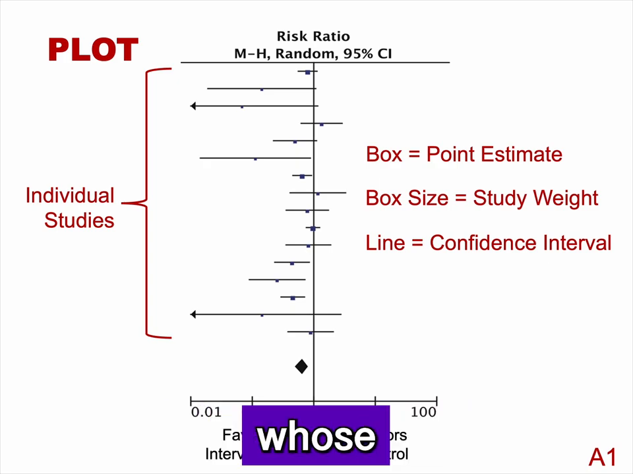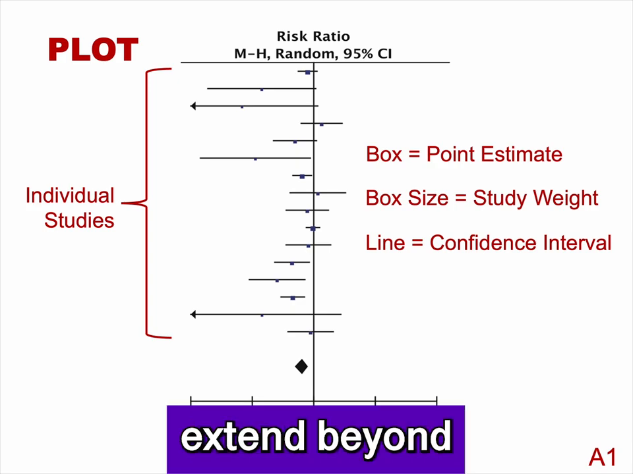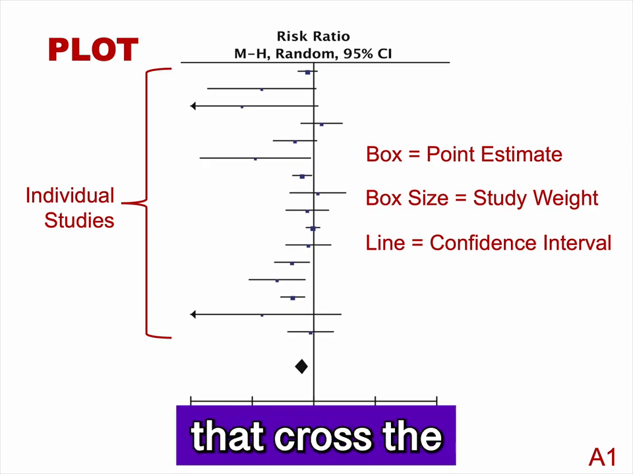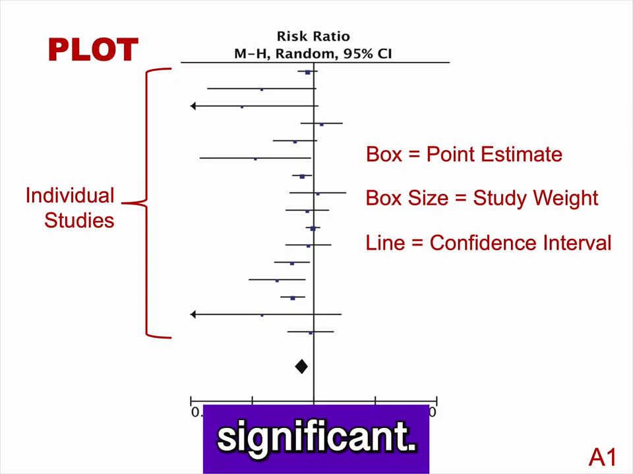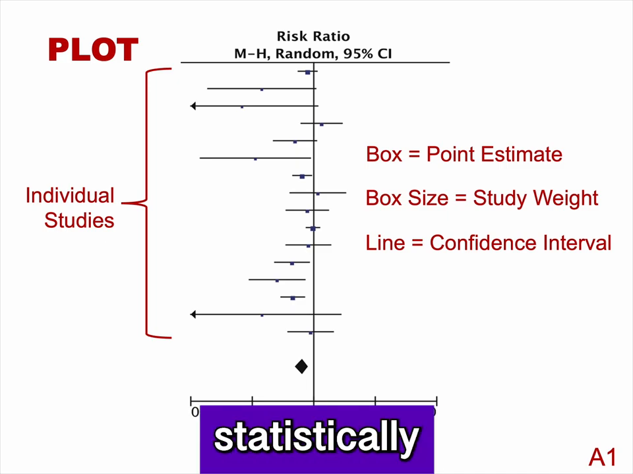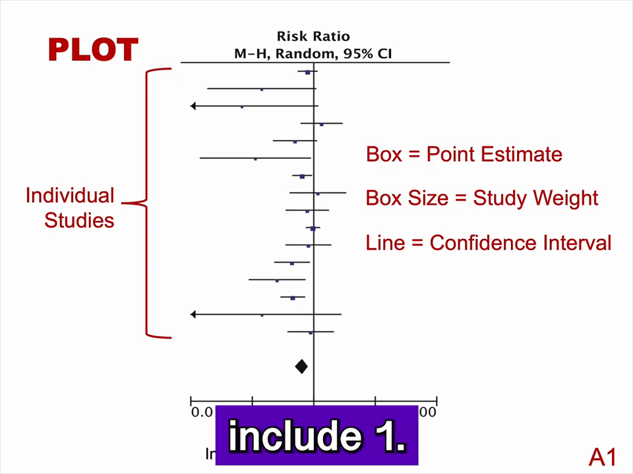The two studies whose confidence interval ends in arrows indicate that the confidence intervals extend beyond the range of the x-axis. Confidence intervals that cross the y-axis indicate the individual study statistic was not statistically significant. 5 of the 16 studies have a difference that is statistically significant. That is, the confidence interval did not include 1.